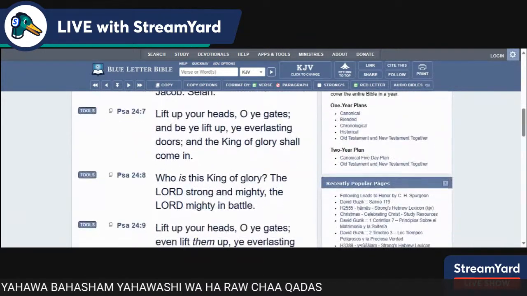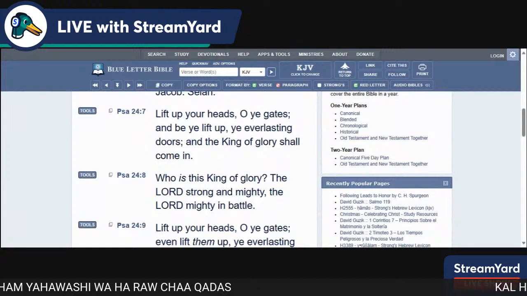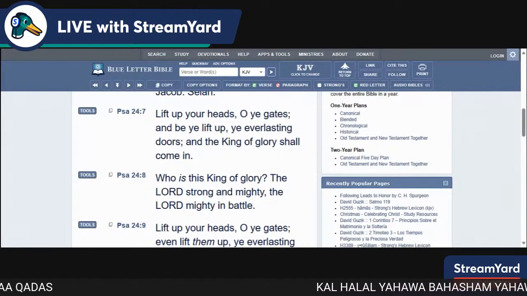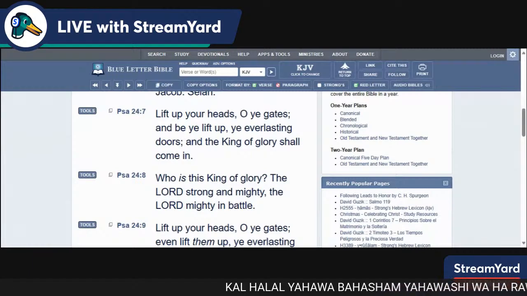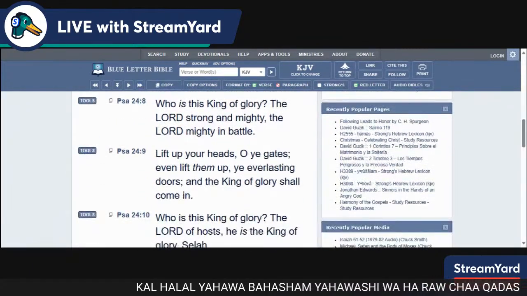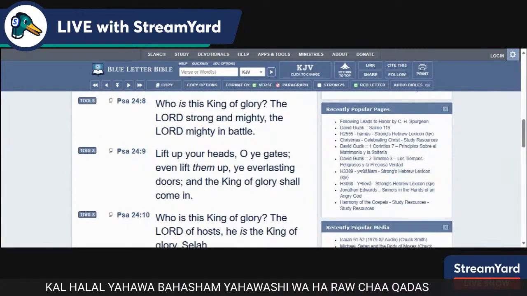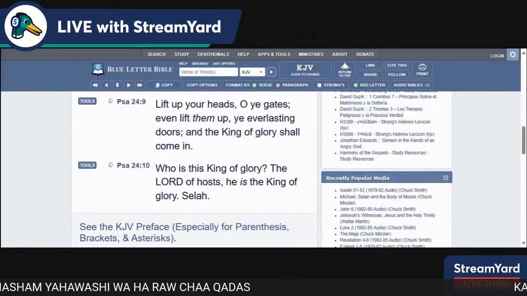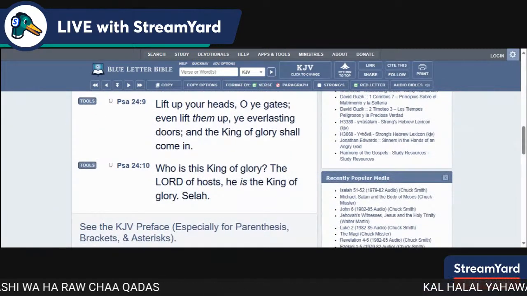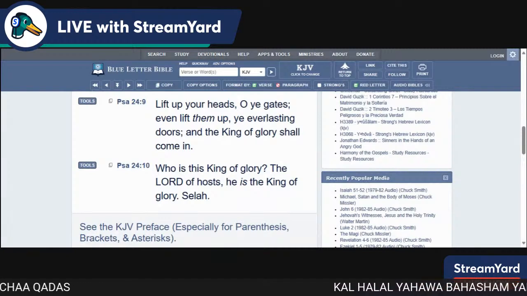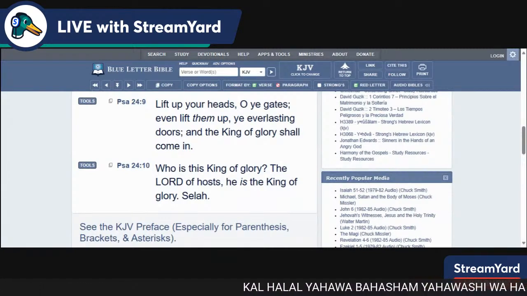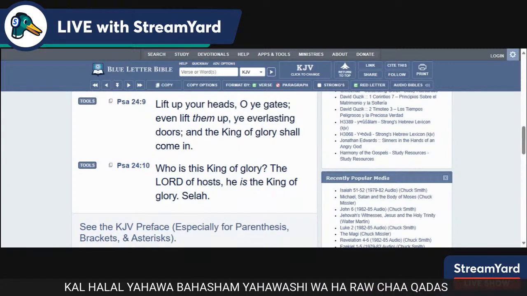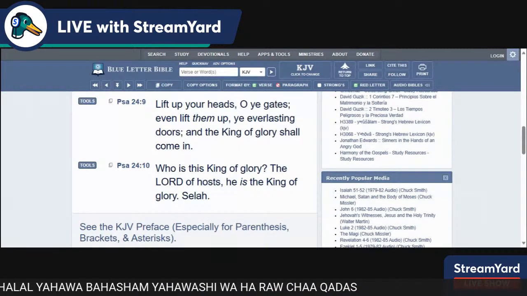Lift up your heads, O ye gates, and be ye lifted up, ye everlasting doors, and the King of glory shall come in. Who is the King of glory? The Lord Yahweh, strong and mighty. The Lord Yahweh, mighty in battle. Lift up your heads, O ye gates, even lift them up, ye everlasting doors, and the King of glory shall come in. Who is the King of glory? The Lord of hosts. He is the King of glory. Selah.